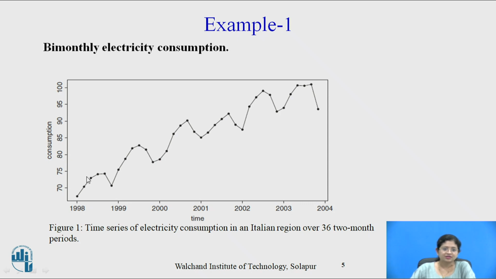And what is that pattern? At the start of the year the electricity consumption is low, whereas towards the end of the year the electricity consumption is high, and in the last month of the year it again comes low. This pattern is obtained in every year. In this way we can identify the pattern.